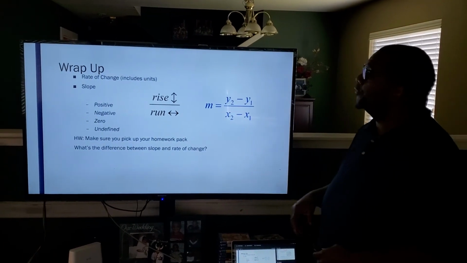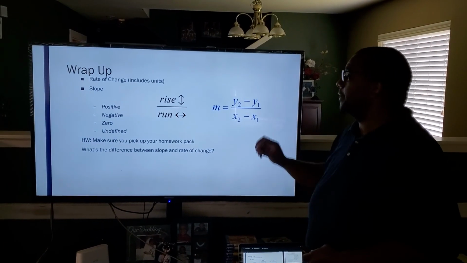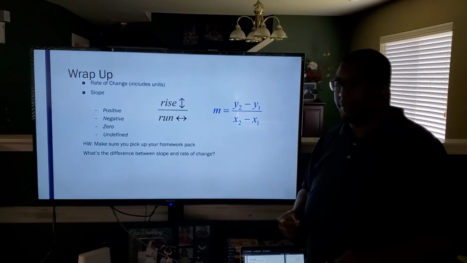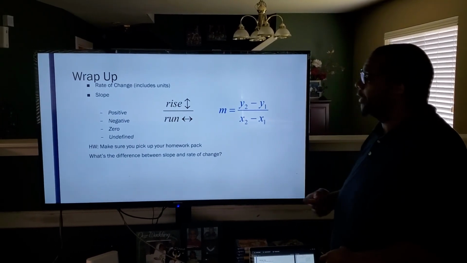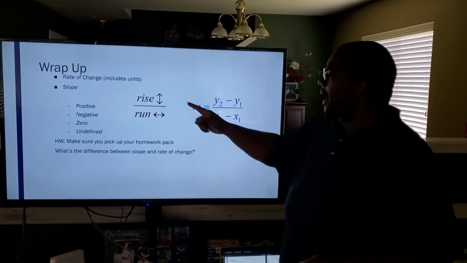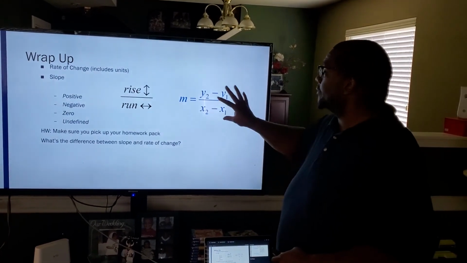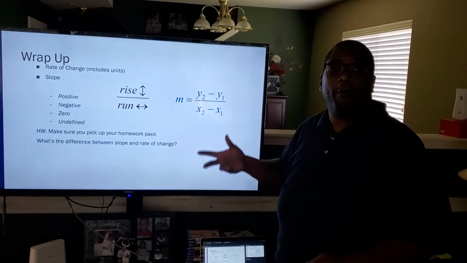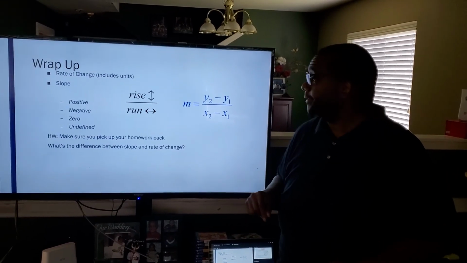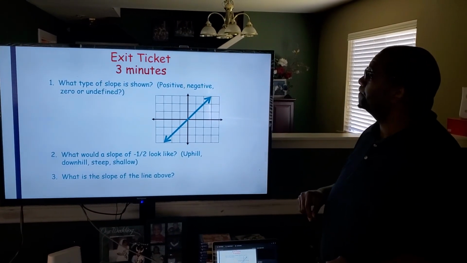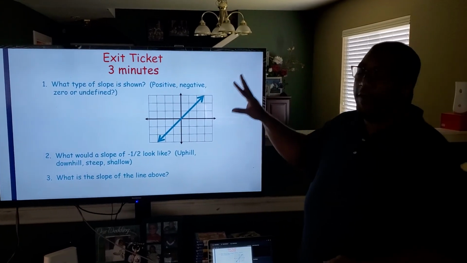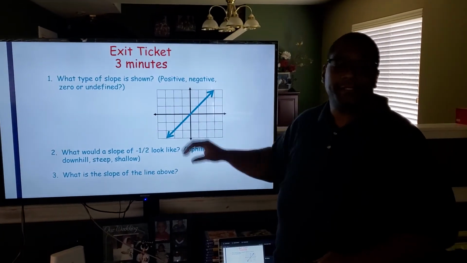So to wrap up, we talked about rate of change, we talked about slope, the 4 types of slope: positive, negative, 0, and undefined. We talked about rise over run, and in the future we're going to talk about our slope formula when we only have 2 coordinates. Okay? And then after you finish your partner practice, we will do our exit ticket.